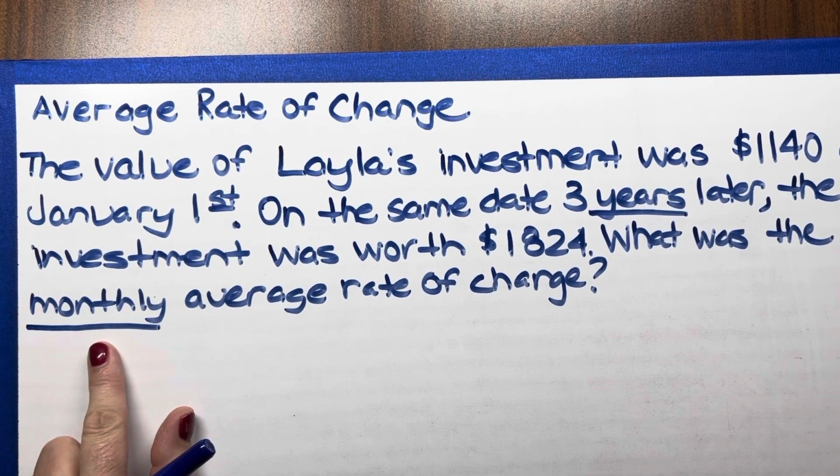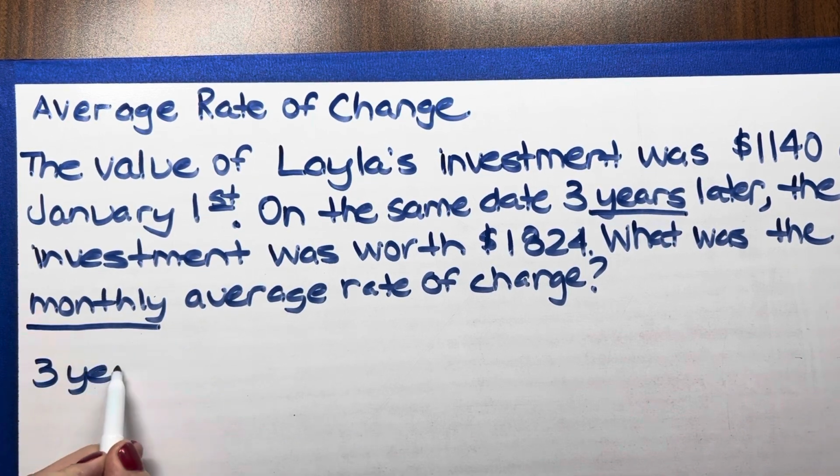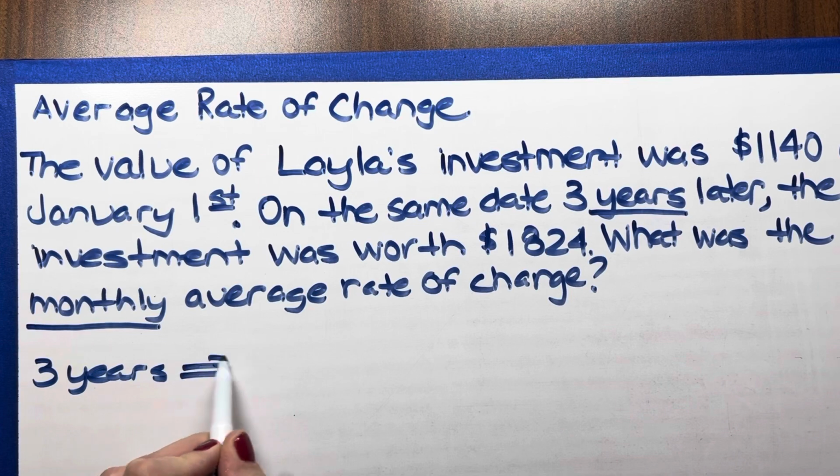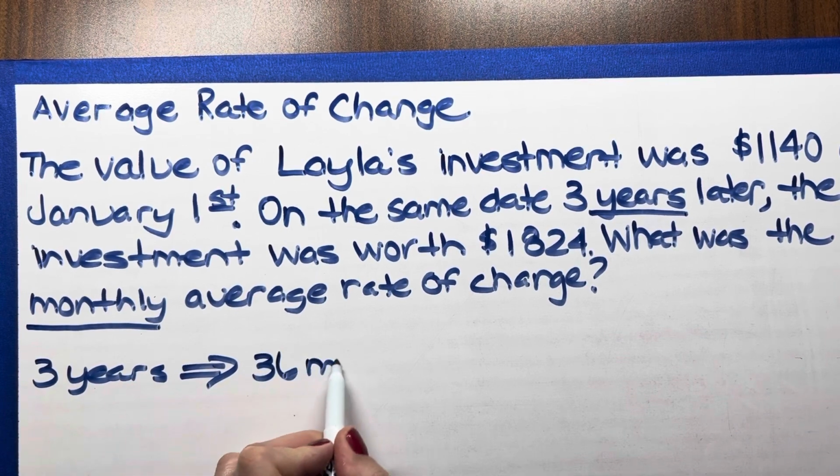So since I'm asked to find the monthly average rate of change, I'm going to take 3 years and convert that into what I need, which is months. So we know that 1 year has 12 months. So 3 years would be 36 months.